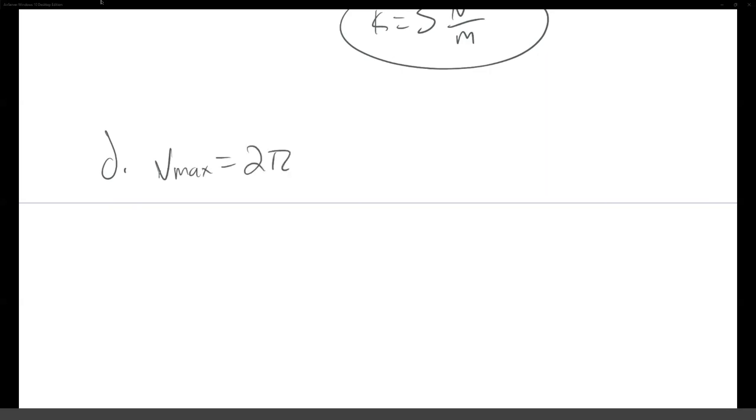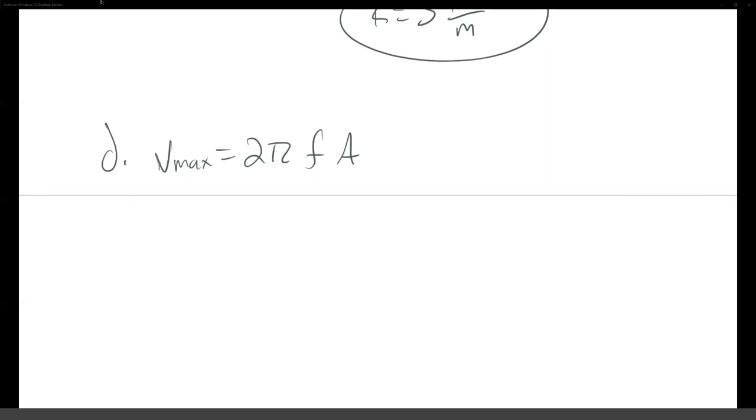is 2 pi times frequency times amplitude, right? In this problem, we know the amplitude and we know the frequency, so we should be able to solve for V max. Remember, like I said, velocity is kind of like speed for us. If you go further in physics, there will be a point where they are different things. But for now, like this test, if you see speed, think velocity, right?